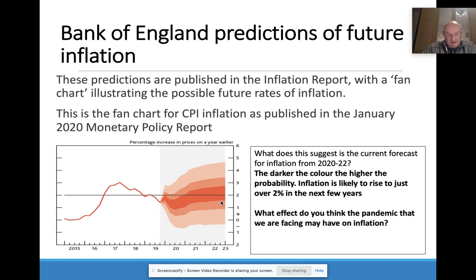However, what sort of effect do you think the pandemic that we're facing may have on inflation? We've already mentioned that the current rate of inflation, rather than the target, is 0.3%, and it doesn't take a genius to think, well, actually, it wouldn't take much. With a little bit less inflation, we could be into deflation, which obviously could mean that we're into recession. So that's something to bear in mind.